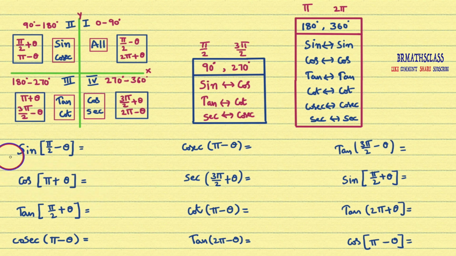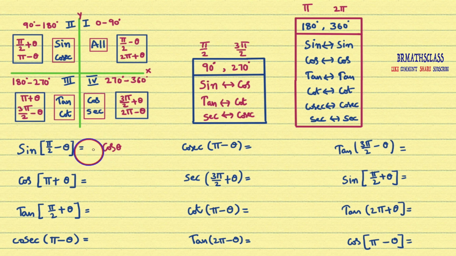Okay. Now you see sine of pi by 2 minus theta. Pi by 2 means 90 degrees. Whenever 90 degrees is there, function changes. Correct? Sine changes to what? Sine changes to cos. First, you write cos theta. Okay, first step is over. We observe here 90 degrees is there. When 90 degrees is there, sine changes to cos, that we have written.